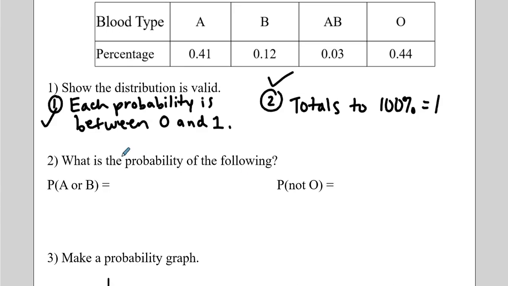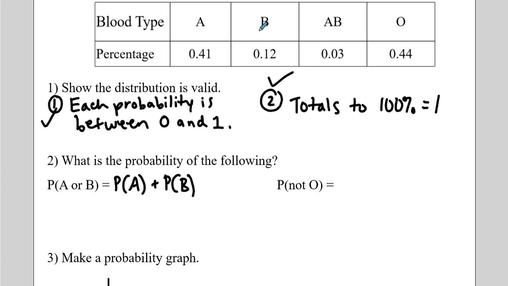Step 2 is asking us what's the probability of the following. What's the probability that someone has A or B blood? That'd be the probability of A plus the probability of B. Is there any overlap? Because if there is, I would need to subtract that off. There is not. You either have to have A or B.